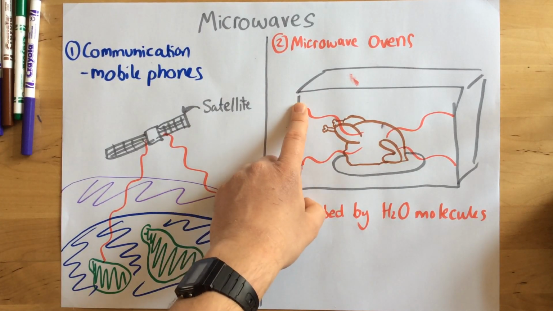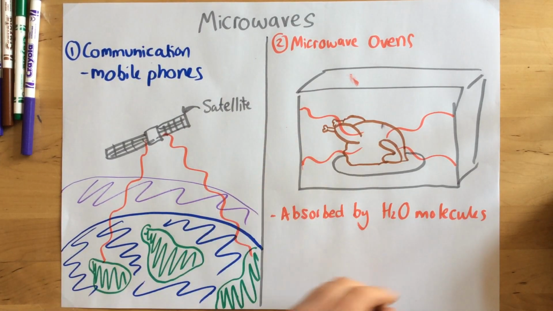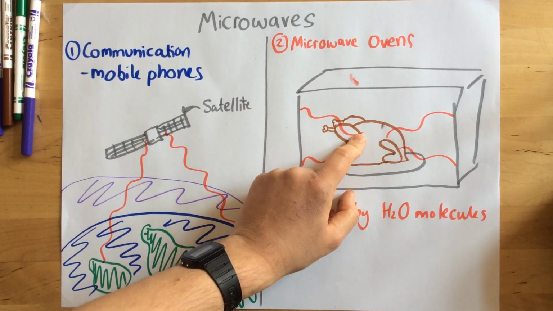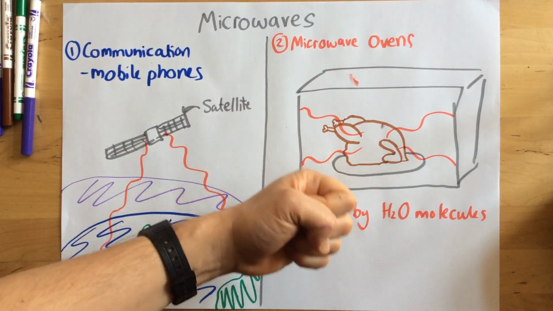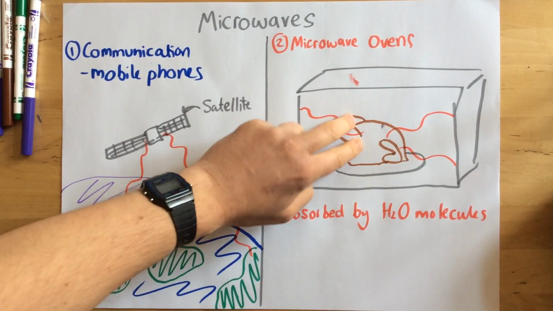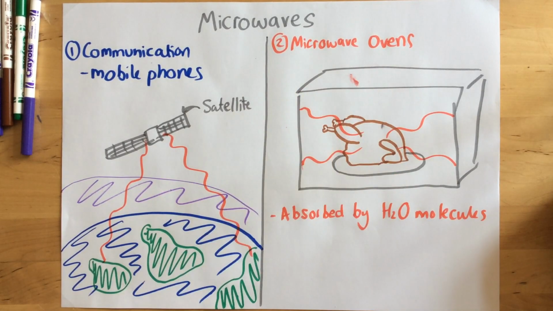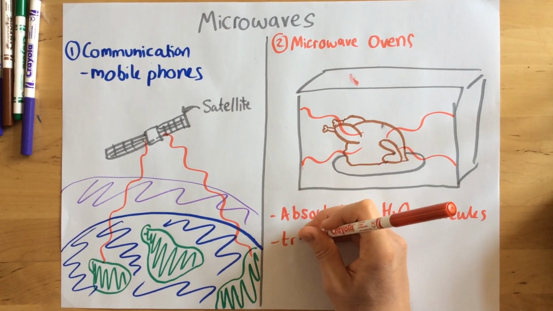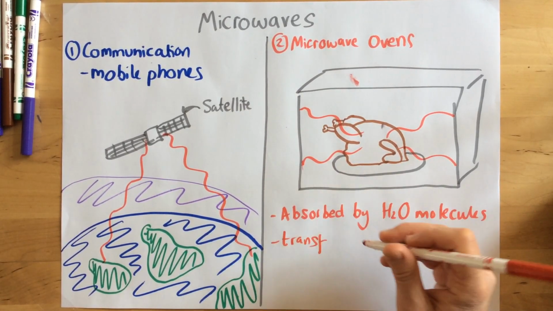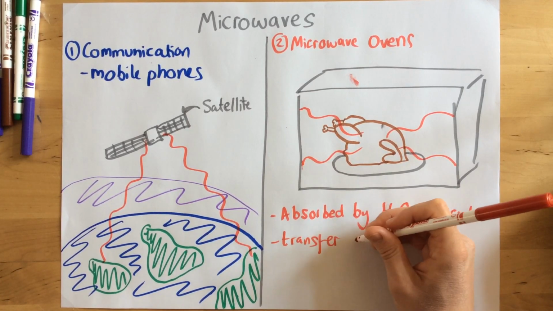So as these water molecules absorb the microwaves, they gain more thermal energy. So they have more and more thermal energy. So these water molecules can then transfer the energy. So they transfer the energy to the rest of the molecules in the food.